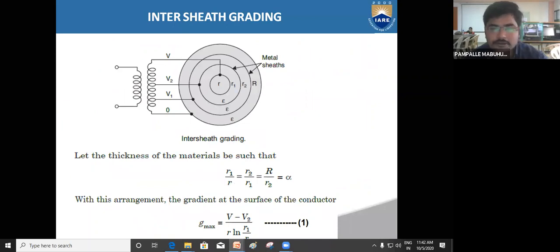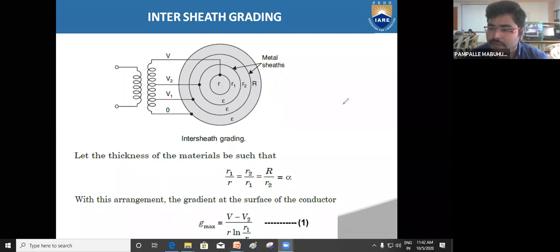Right. So now let us see the intersheath grading. Another method for achieving uniform dielectric stress is the intersheath grading. In this intersheath grading method, instead of using three different layers, you will use only one single layer. That means there will be a homogeneous insulating material here. But in this method, you are going to use intersheaths, that is, metallic sheaths placed between your conductor and sheath.